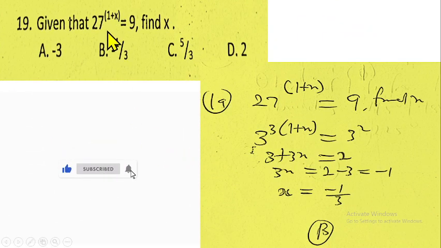Question number 19 is from indices. We have 27 raised to power 1 minus x, times 3 raised to power x, equals 9. Find the value of x. So we can convert the bases to indices. That gives us 3 raised to power 3 for 27, then 3 raised to power 2 for 9. From there, the bases are the same, so we take care of the powers. We have 3 times 1 gives us 3, minus 3 times x gives us 3x, equals 2. So we take the 3x to one side: 3x equals 2 minus 3, that gives us minus 1. We divide both sides by 3 to find our x. So x will be minus 1 over 3. Option B is the correct option for question number 19.